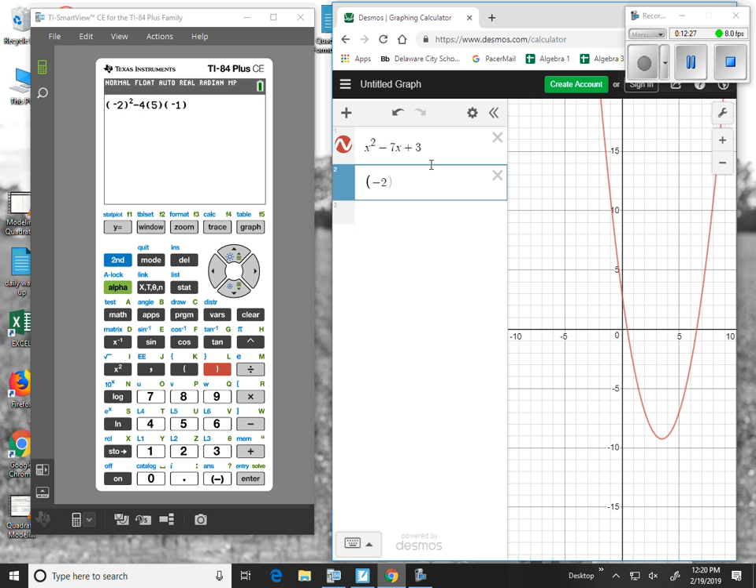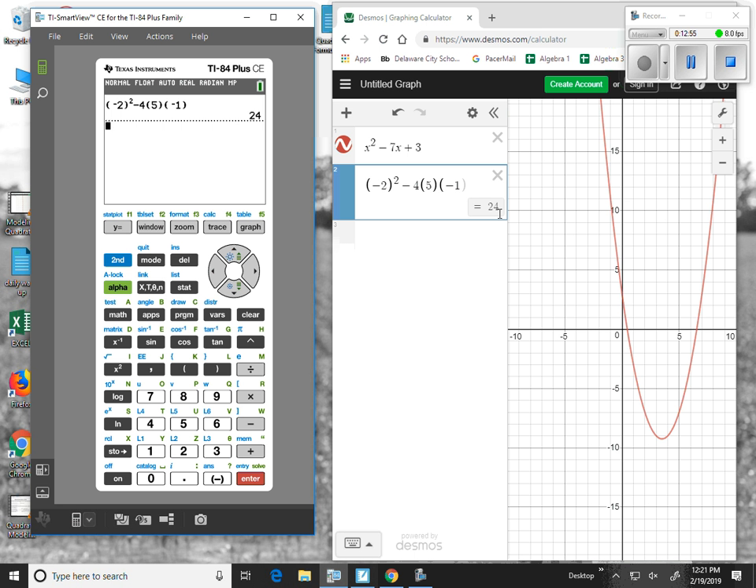Negative 2 squared minus 4 times... Okay, always, always, always put stuff in parentheses. Every single time. Okay, it won't steer you wrong. So if I go back here and I press enter, we should get 24. Here on Desmos, you should get 24. Does anybody not get 24?